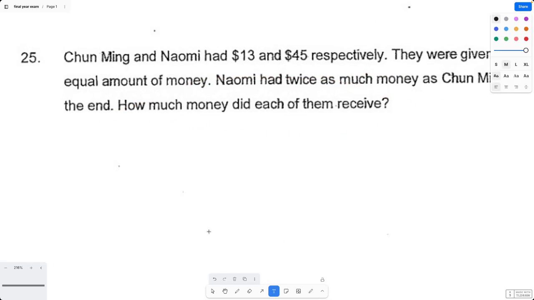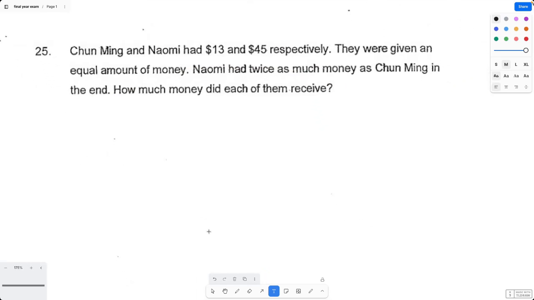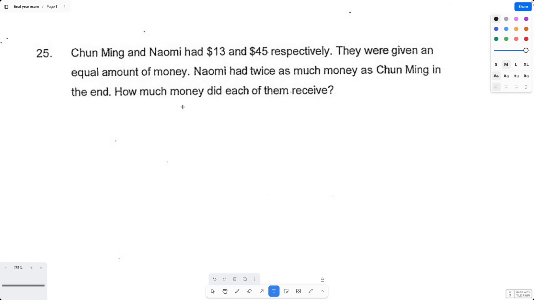In this case, it's not really a repeated identity concept, but let me just show you. So you have Chongming, and you also have Naomi. What we want to do is highlight this: they were given an equal amount of money.